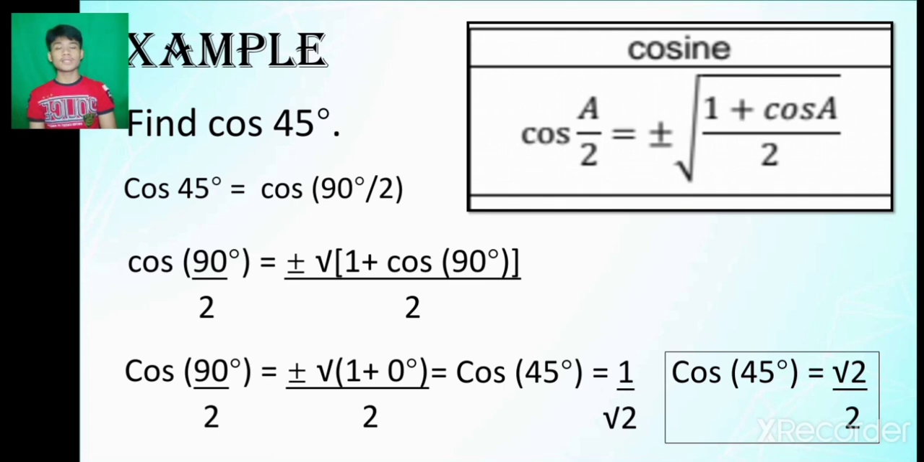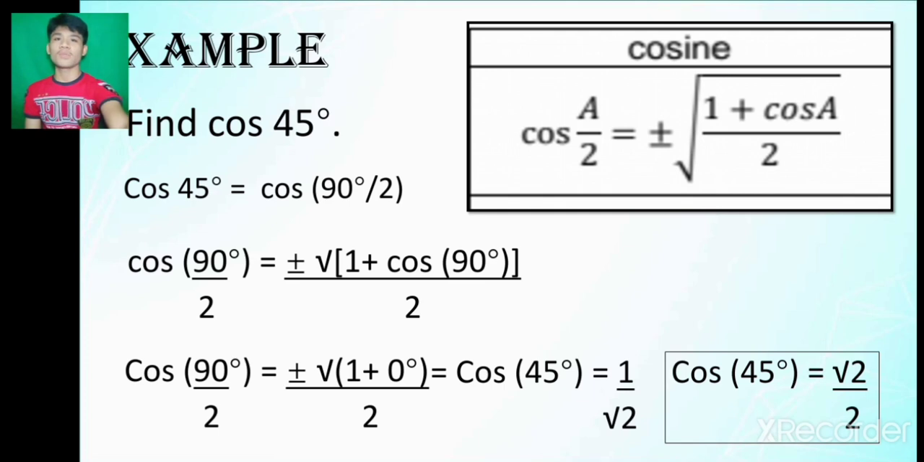Cos 90 degrees over 2 is equal to positive or negative square root of (1 plus cos 90 degrees) over 2. Find the value of cos 90 degrees. So we have cos 90 degrees over 2 equal to positive or negative square root of (1 plus 0) over 2, so cos 45 degrees is equal to 1 over square root of 2. And the final answer is cosine 45 degrees is equal to square root of 2 over 2.